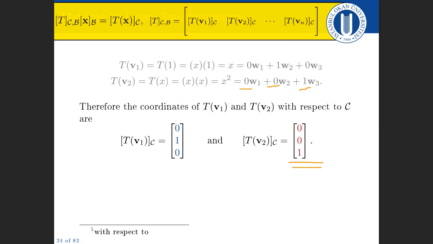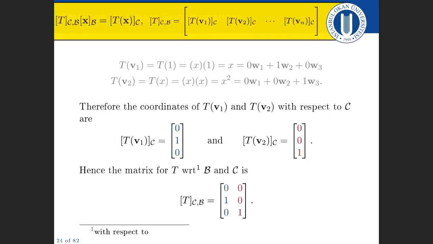Now we've done all of the work. As soon as we know what T does to V1 and V2 in terms of coordinates, we have our matrix. The matrix for T with respect to B and C is the matrix with columns 0, 1, 0 and 0, 0, 1. That's the first column, coordinates of T of V1, and the second column, coordinates of T of V2.